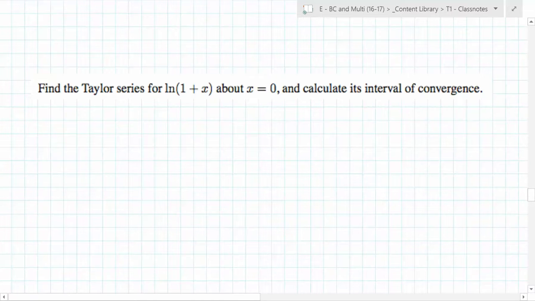Remember, everybody, you're finding the interval of convergence. So to find the interval of convergence, you need the what? Not done yet. Nice. Good job. Exactly, you have to write the general term. So, what is the general term?